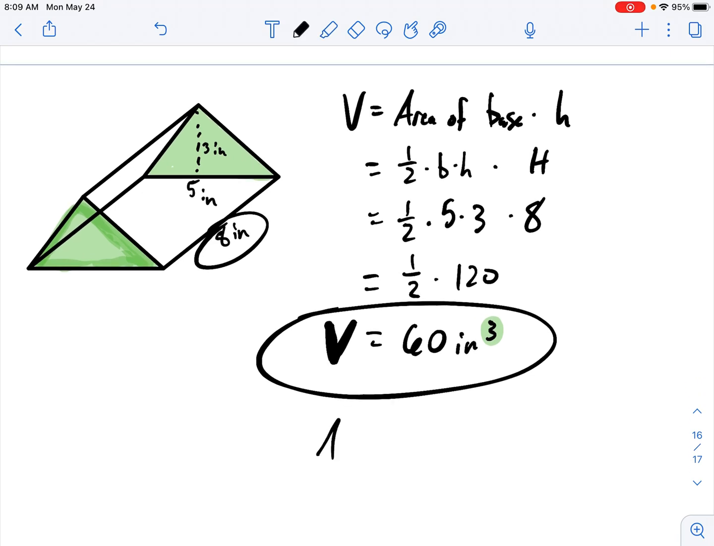So remember area, if you found the area, it would be in inches squared. Now we're doing inches cubed for volume because it's in 3 dimensions.